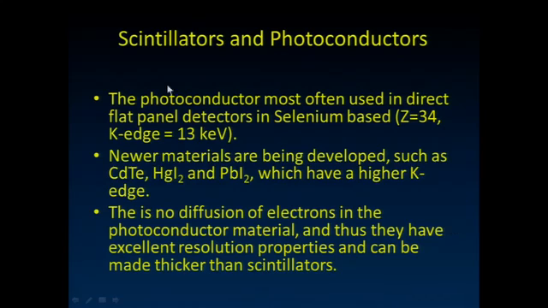So, scintillators and photoconductors, right? Photoconductors most often used in direct flat panel detectors are selenium-based. So the Z is 34, the K edge about 13 keV. Now we've talked about if we could match the K edge to the average X-ray energy that we're imaging with, that would be a really good thing, right? Because our probability of interaction would be much higher.